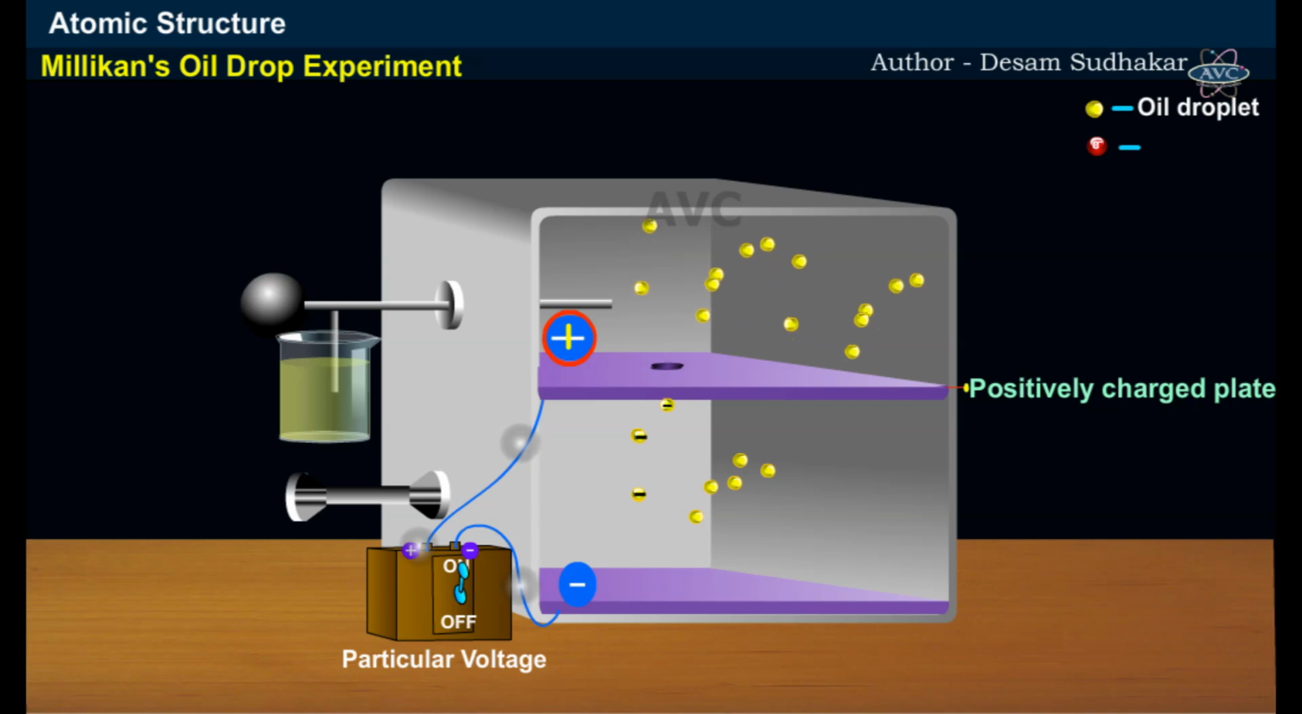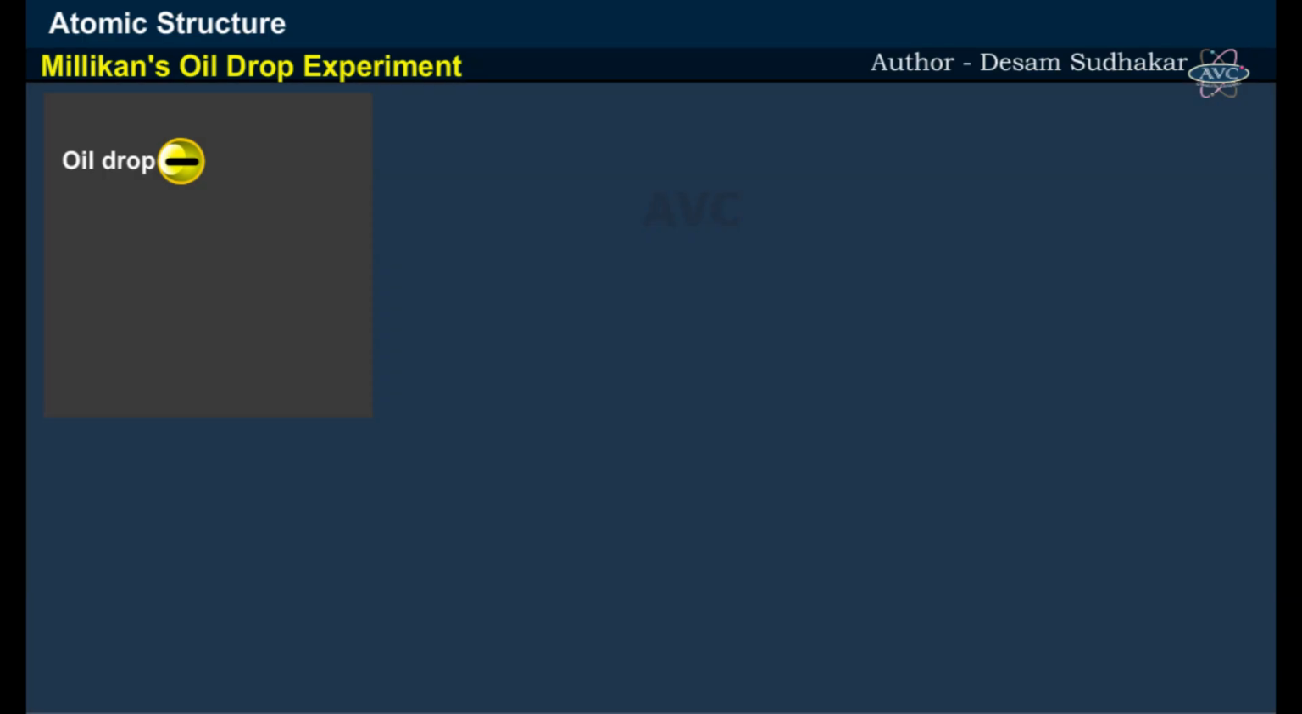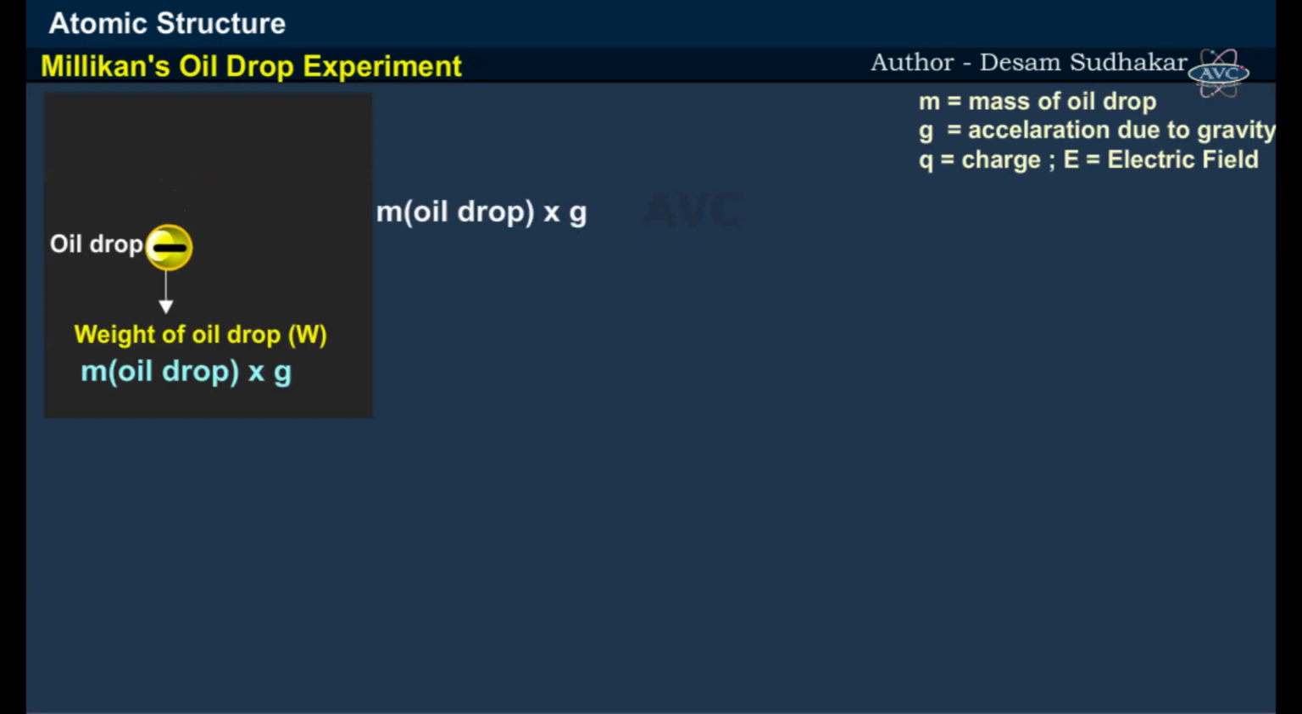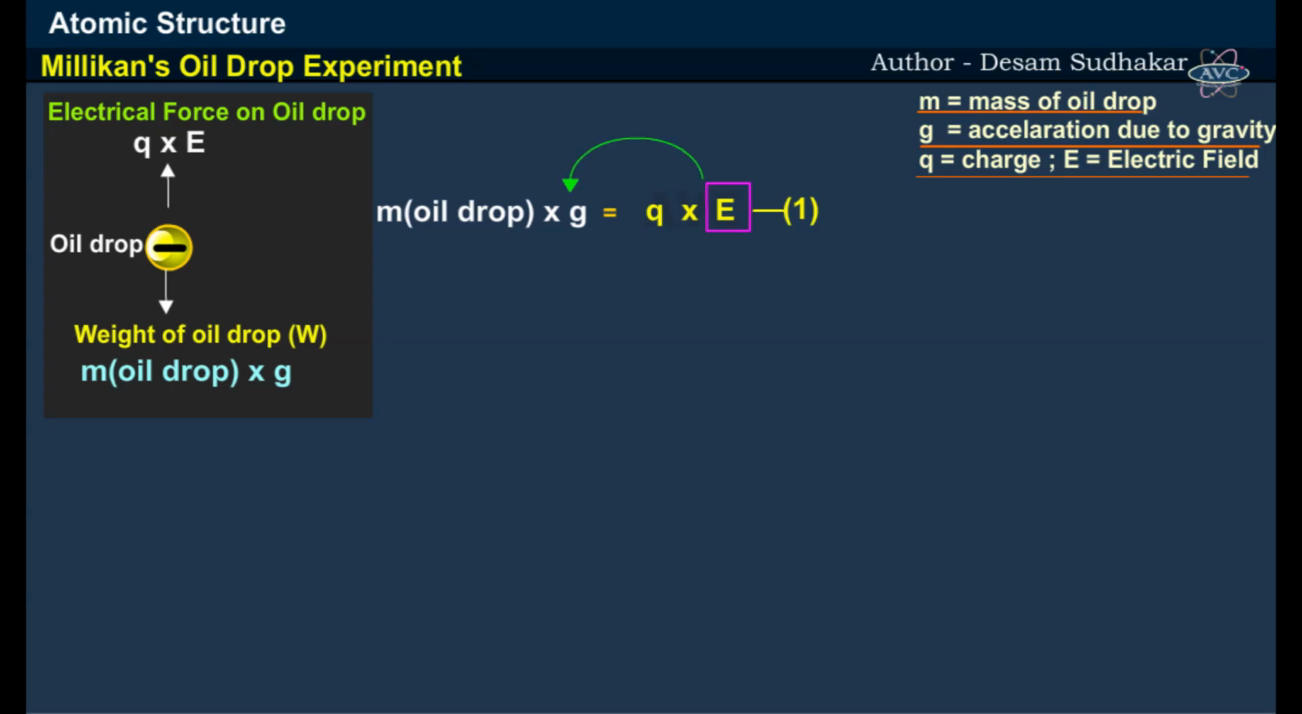At a particular voltage, the oil droplets suspend in air. At this point, the weight of the oil droplet, which is the product of mass and acceleration due to gravity, or mg, equals the electrical force acting on the oil droplet, which is nothing but the product of charge and electric field, or QE. By moving the E term to the other side of the equation, we get the charge on the oil droplet Q equal to mg divided by E.